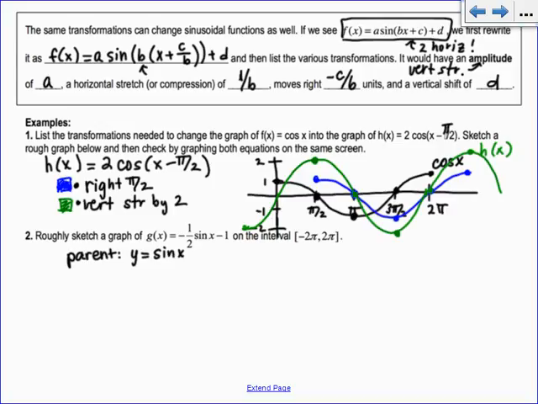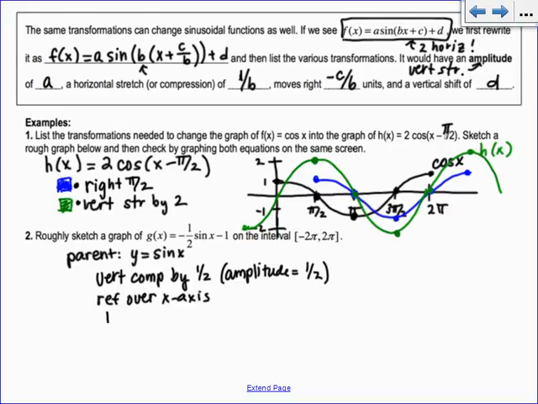What transformations am I going to do? What's the 1/2 do? Vertical compression by 1/2. What we call that is the amplitude. So our amplitude now becomes 1/2. It's like the distance from the equilibrium line. You go up 1/2, down 1/2 off that line. Yep, reflection over the x-axis. And then last step, down 1, exactly.